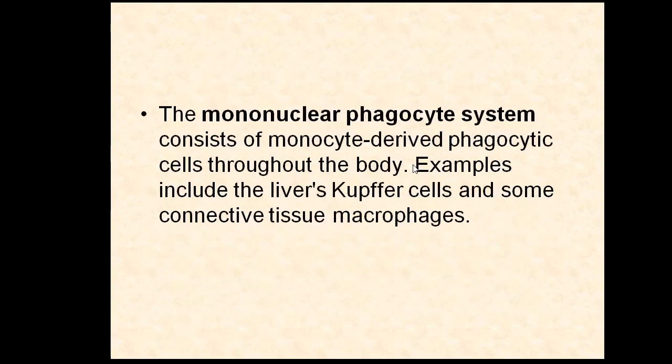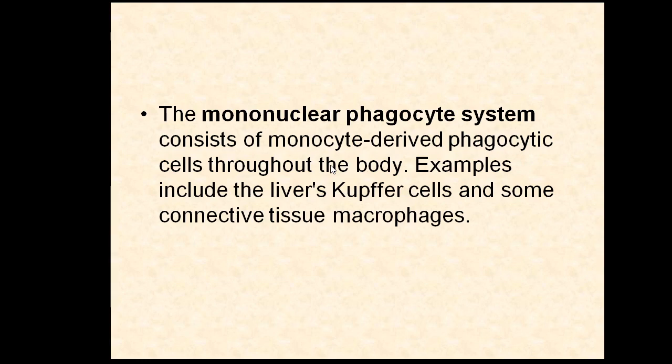Macrophages form the so-called mononuclear phagocyte system. The mononuclear phagocyte system consists of monocyte-derived phagocytic cells throughout the body. During the development of histology, in almost all organs, cells were found that can phagocytose. And historically, they got names according to the authors who discovered and described them.